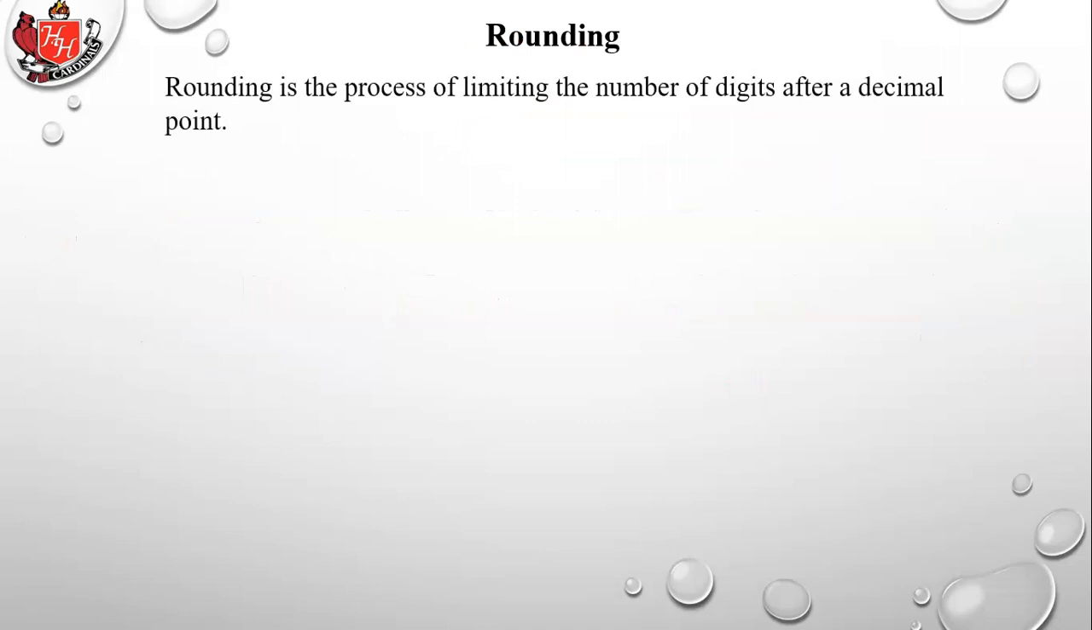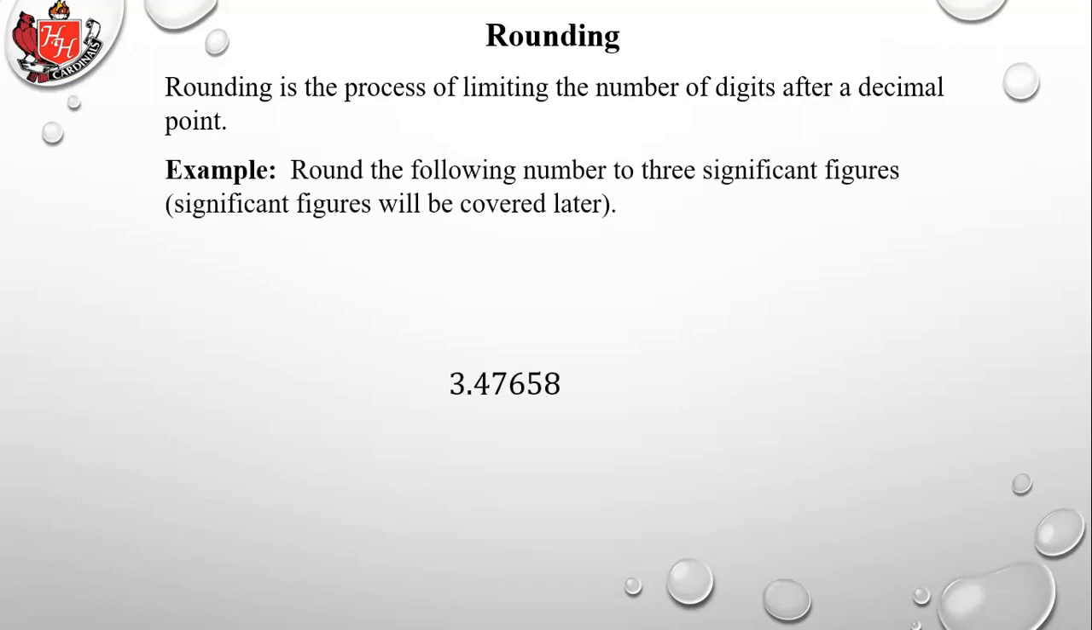Okay, so let's talk first about rounding. Rounding is the process of limiting the number of digits after the decimal point. For an example, round the following number to 3 significant figures, and we're going to talk about that. But just a quick definition, it is the first 3 digits from the left. So 3, 4, and 7. Those would be 3 significant figures.